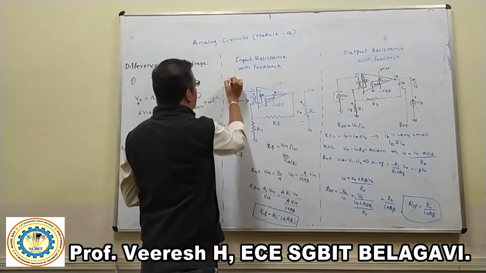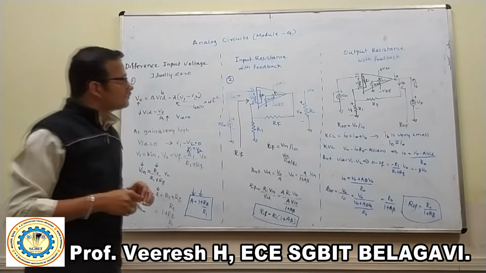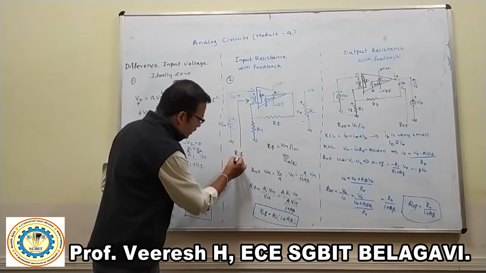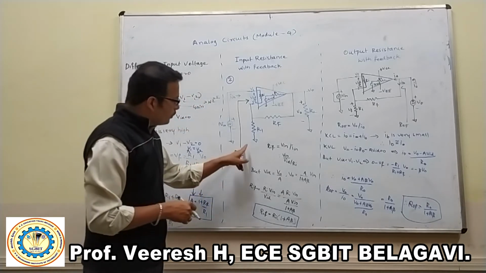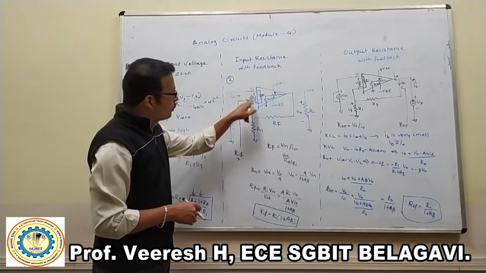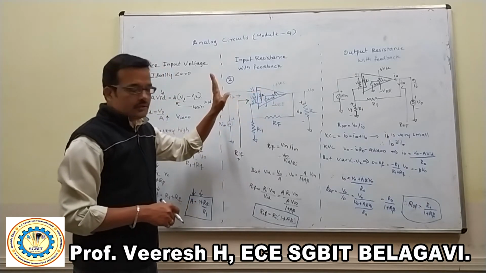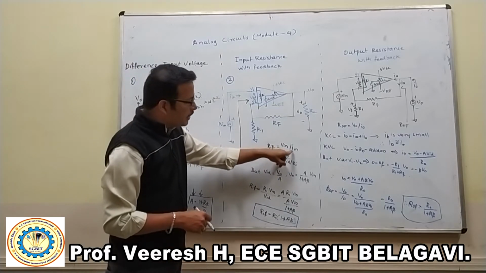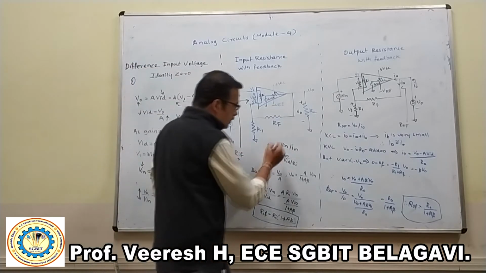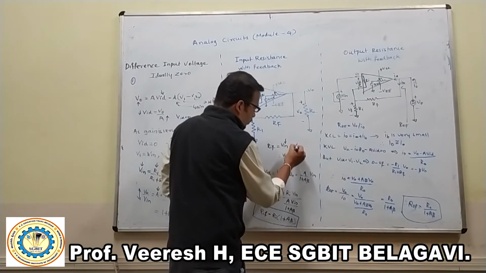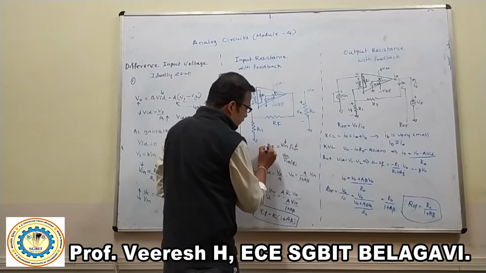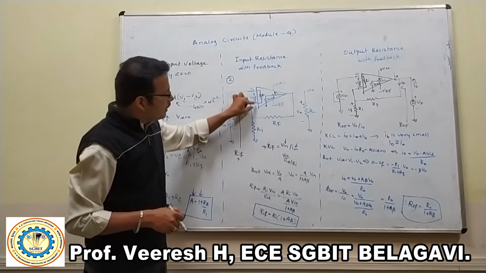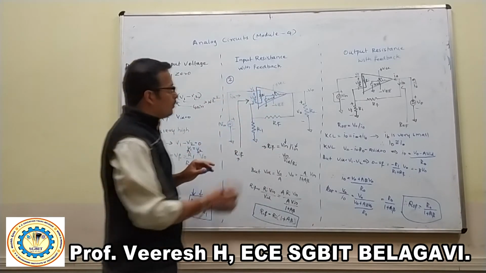Now the second topic is input resistance with feedback. Now what is input resistance? As I have marked here, RIF is the input resistance seen at the input side of the operational amplifier. So I can write RIF equal to Vin divided by I, that is, the ratio of input voltage to input current is given by the resistance at the input terminal with feedback. So this is the internal circuit of the operational amplifier.